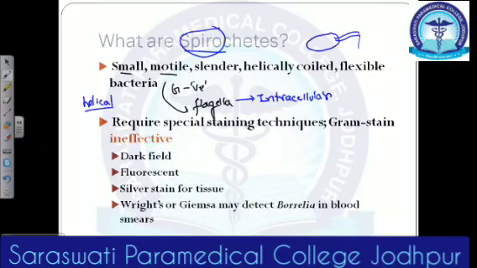And they require a very special kind of staining. Usually they are gram negative type, because they have a cell wall, a very thin peptidoglycan wall, but they have two different membranes. So the arrangement is like the inner membrane, then the peptidoglycan layer, and outside is a third layer, which is an outer membrane. So this is the arrangement for the spirochetes.